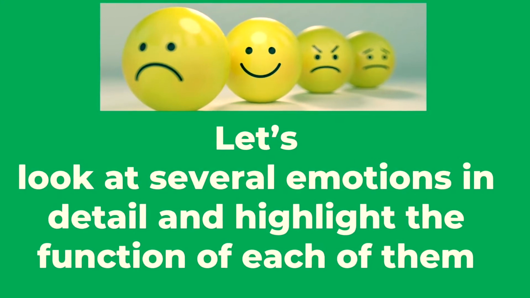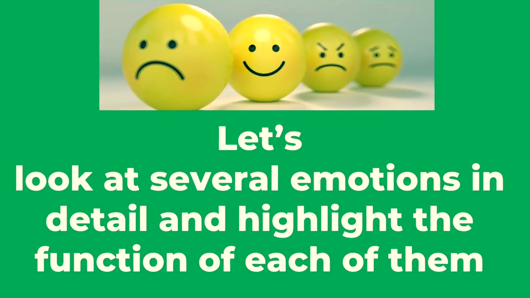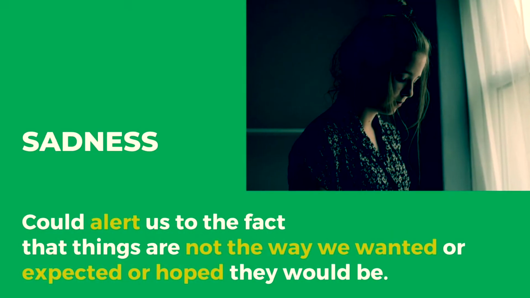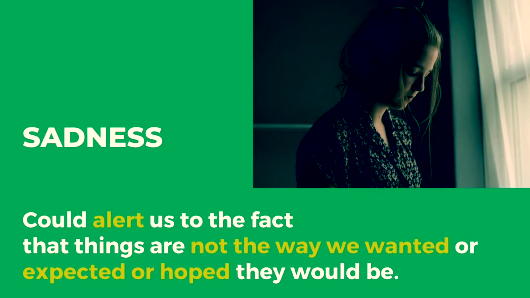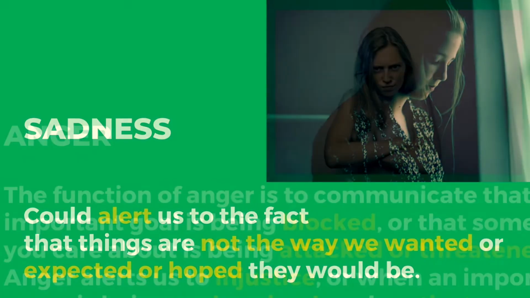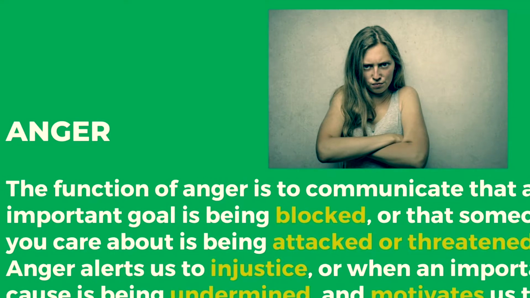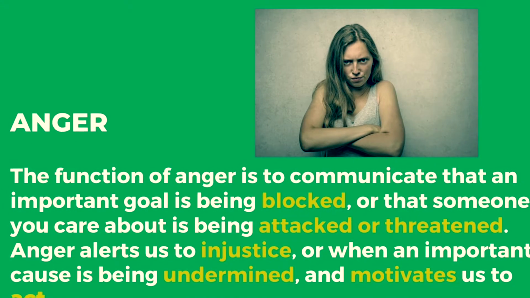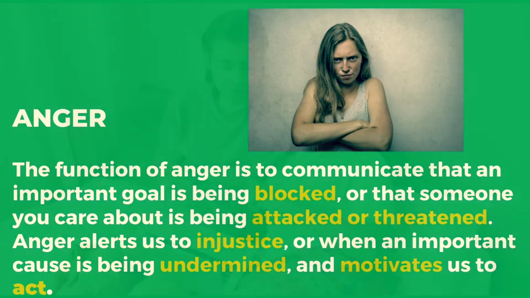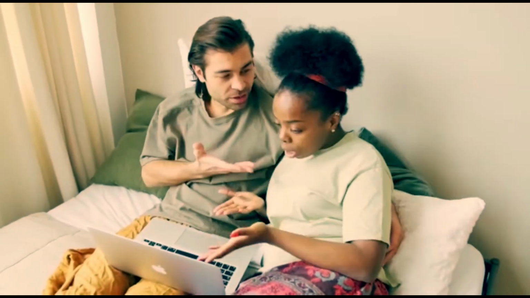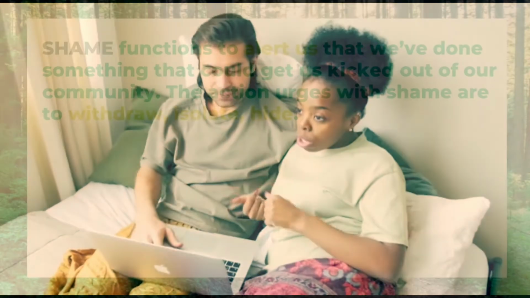Now, let's take a look at several emotions in detail and highlight the function of each of them. Sadness could alert us to the fact that things are not the way we wanted or expected or hoped they would be. Anger. The function of anger is to communicate that an important goal is being blocked or that someone you care about is being attacked or threatened. Anger alerts us to injustice or when an important cause is being undermined and motivates us to act.